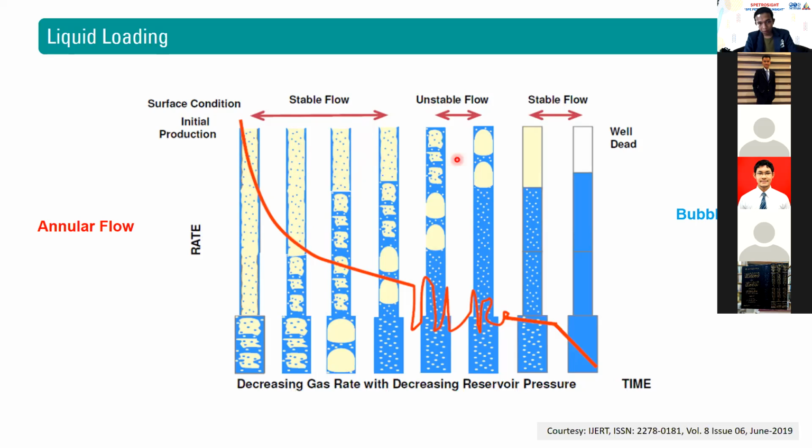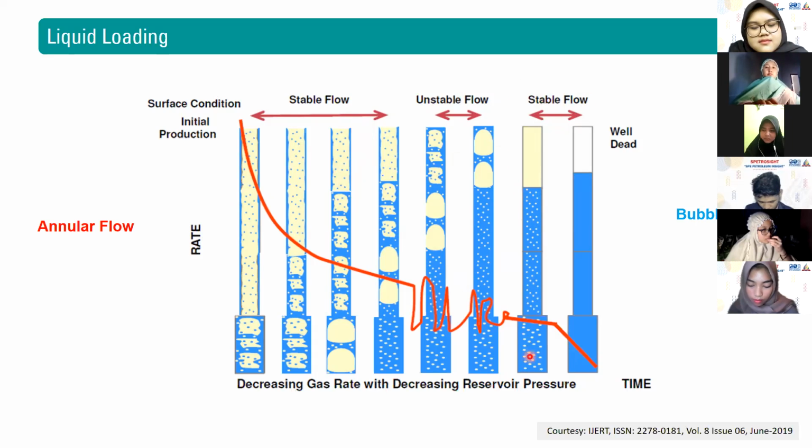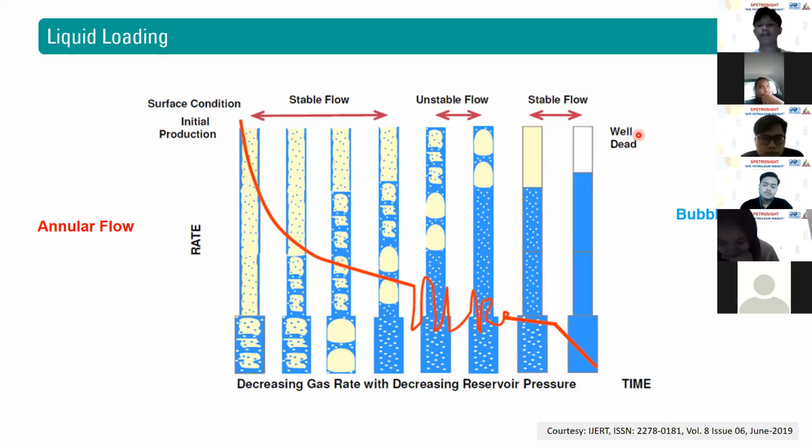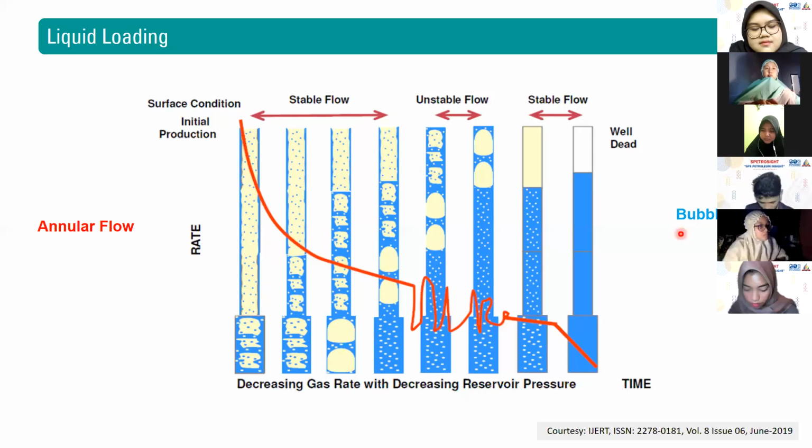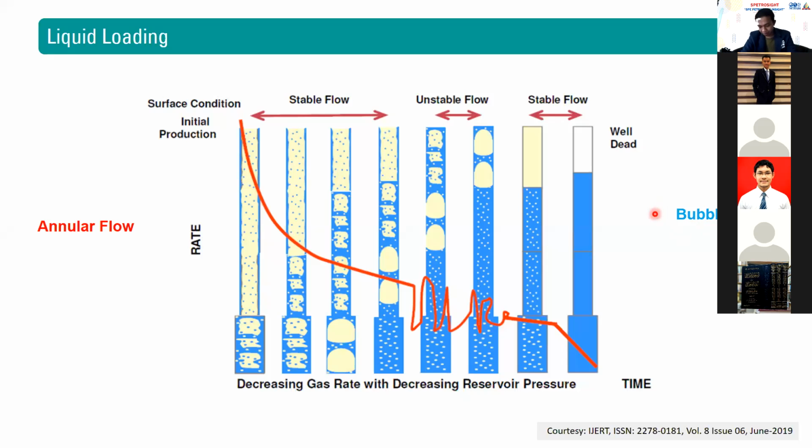Okay, but in slug flow, you will create slugging. We don't like slugging because it will impact our production system. It's unstable. Again, it's stable flow, but it's stable for the liquid because the gas flow rate will be too low, like this one, until it dies. Okay, decreasing gas rate with decreasing reservoir pressure, starting from annular flow, ending with bubble flow, or ending with no flow at all.